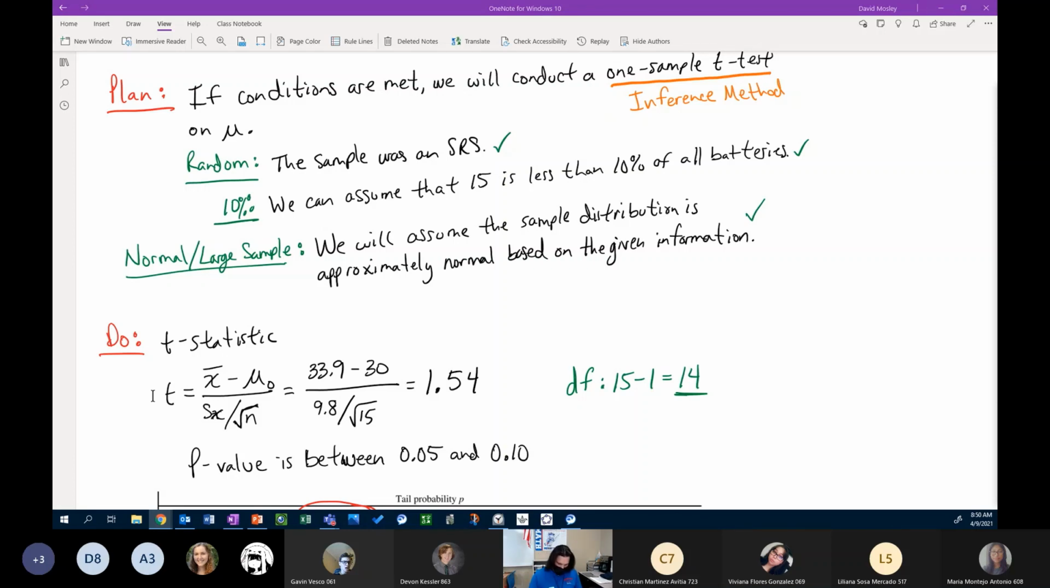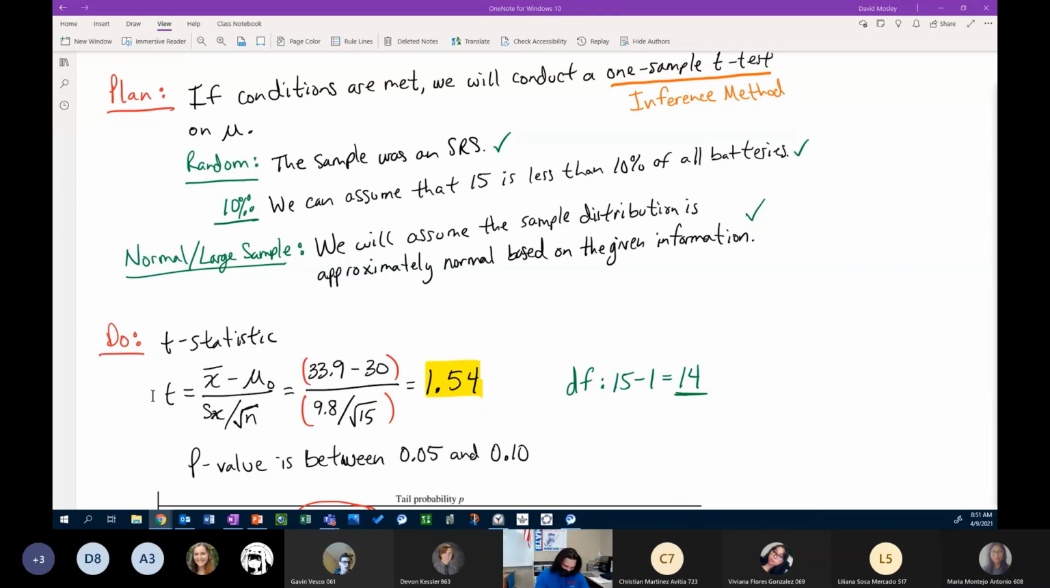If you're putting this in your calculator, please be careful. Put your parentheses around the stuff that's in the numerator and around the operations and things in the denominator to make sure your calculator behaves properly. All right, we get a t-statistic of 1.54.